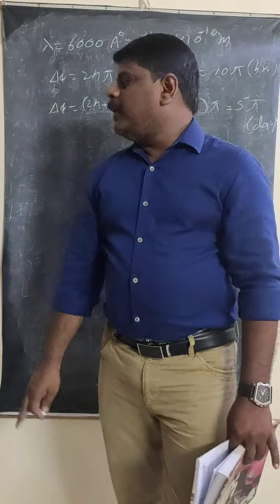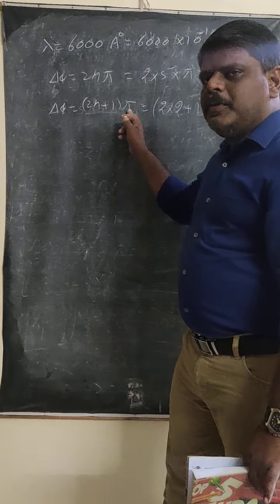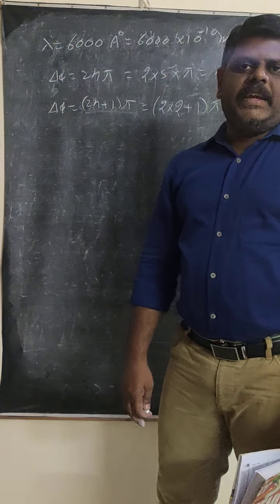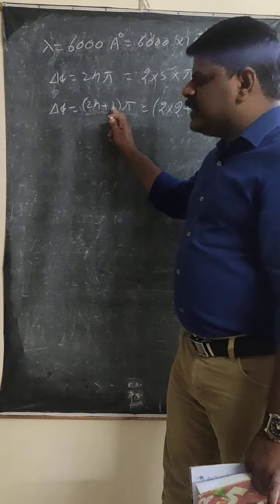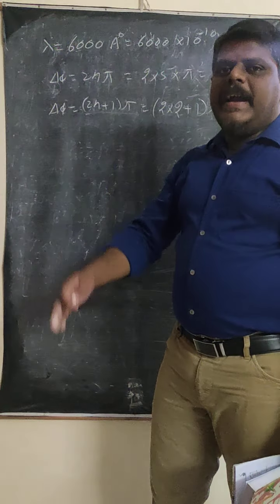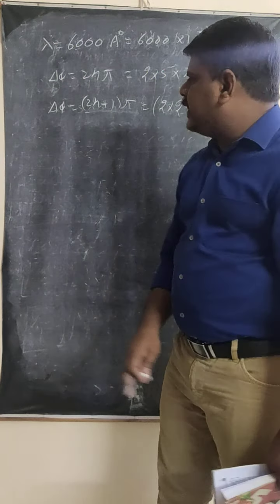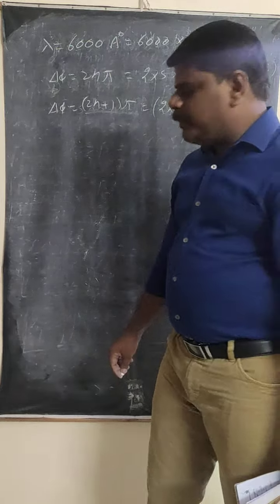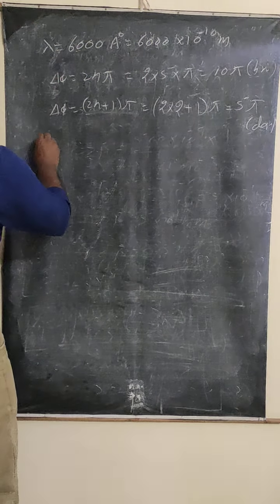And try to remember the formulas. If you are going to take 2n minus 1 into pi, then directly the n value is 3. But we are taking 2n plus 1 here. That's why, whichever band is asked, one band less we have to take. Okay, so the phase difference is completed. Now we are going to discuss the path difference.